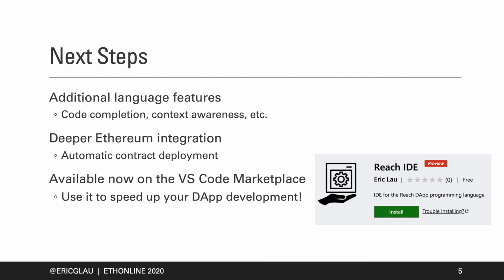This project is available right now on the VS Code Marketplace. All you need to do is search for Reach IDE and click Install. Then you can use it right away to speed up your development of decentralized applications.